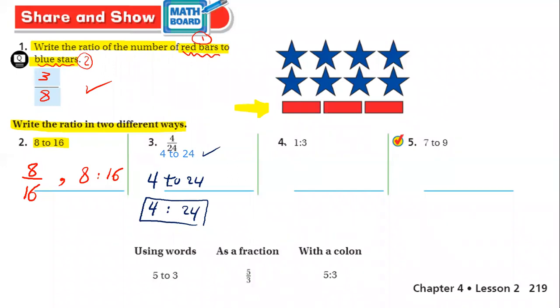Saleh. Question number 4. Omar Hamza, answer please. How can you write 1 to 3 in another 2 different ways? 1 to 3 and 1 over 3. 1, 2, 3 by word, okay? And 1 over 3 as a fraction. Good job, Omar. Excellent. Omar, can I write 3 to 1?